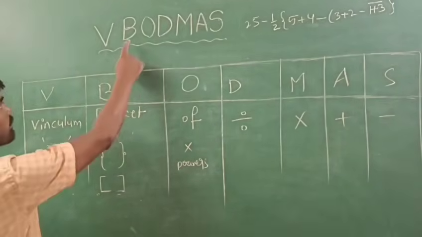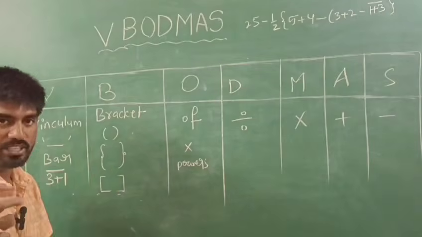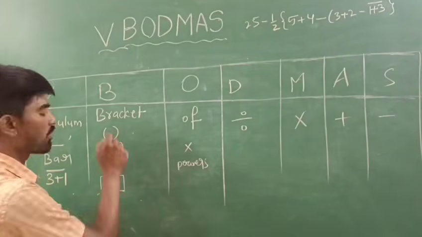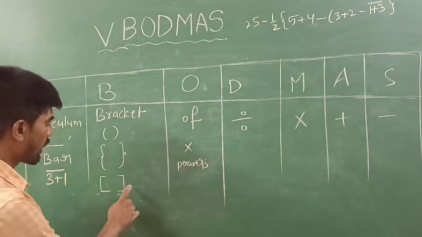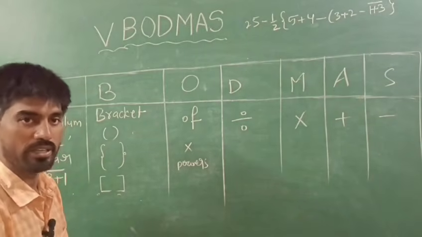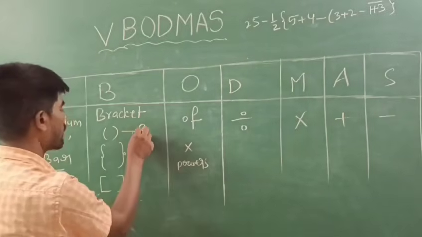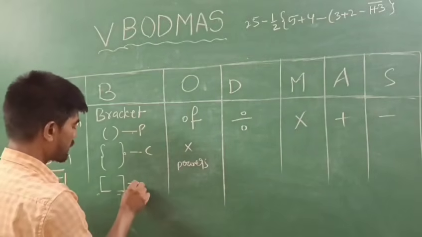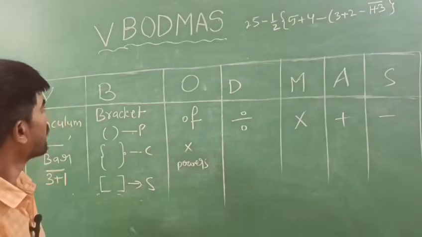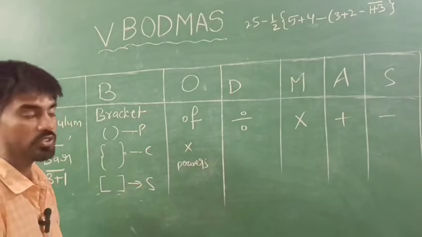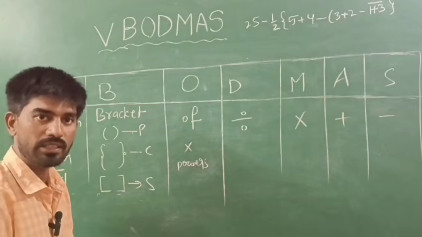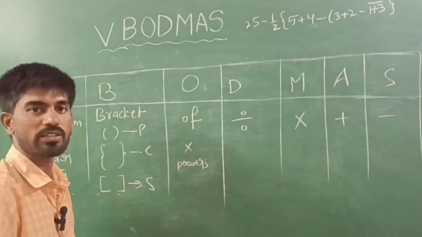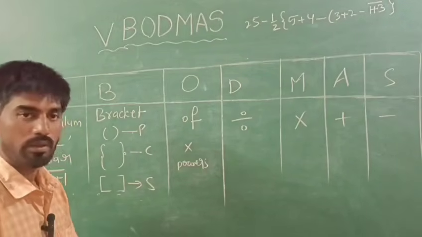The second one is B. B stands for bracket. Brackets are of many types. The first one is the parenthesis bracket, the second one is the curly bracket, and the third one is the square bracket. This is a parenthesis bracket, this is a curly bracket, and this is a square bracket. Depending on the situation while solving the problem, we take the brackets in order.